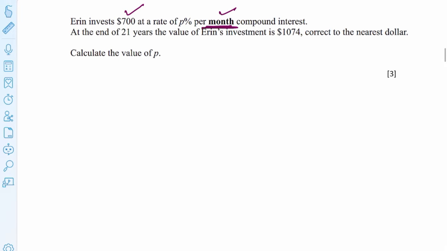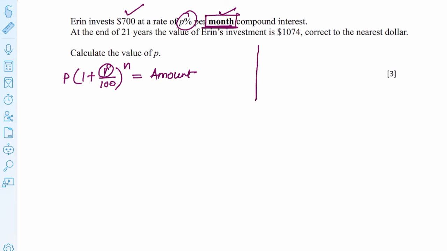All of us know the compound interest formula, that is P times (1 plus r over 100) to the power n equals the amount. This is a formula we have, right? So in this case, this r is named as p here. P percentage means the rate of interest is named as p here, so we'll do that, right? But before that we should understand this. Here the compound interest is applicable per month, not per year, so be careful.